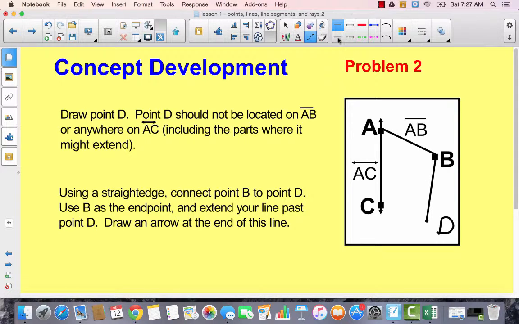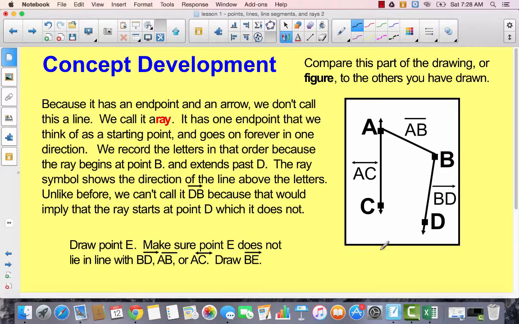But then I also want you to extend your line segment with an arrow. Okay, so now let's take a look at what I have. I have an end point on this, so I have a definite beginning point, and then I have a line segment here, but I have an arrow that keeps on going. So it starts here, but it goes on and on in one direction. So it's not a line because a line goes on and on in both directions, and it's not a line segment because a line segment has two definite points. We call this a ray.